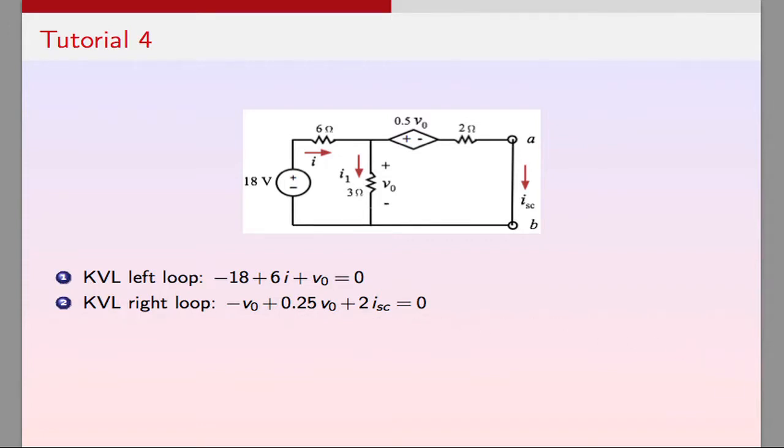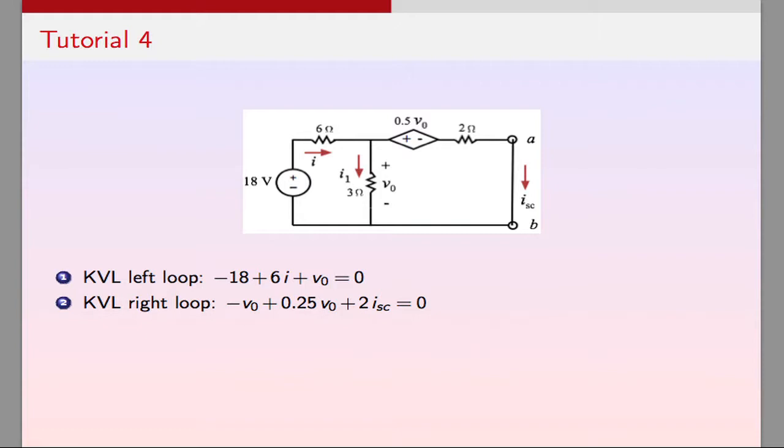So far we have two equations but three unknowns. We have I, V naught and I short circuit. Therefore we need an extra equation. Let's try to replace the current I. We can do this by writing a KCL equation at this node.